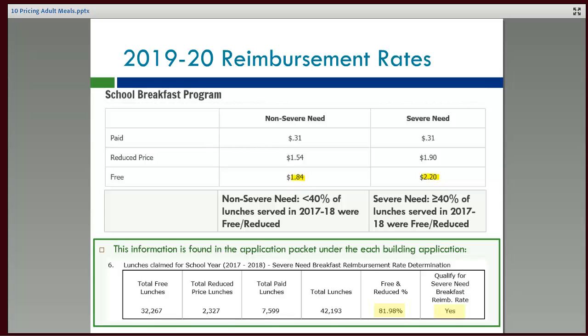A school is considered severe need if 40% or more of their lunches served in 2017-18 were free or reduced, so in that second previous year again. You can see if your building is severe need by looking in the application packet under each building application. It will list the free and reduced percent of lunches served in 17-18 and will list if the school is severe need. So in this example, it shows that 81.98% of lunches were free or reduced, and it tells them yes, that they qualify for that severe need breakfast, so their reimbursement rate will be $2.20.